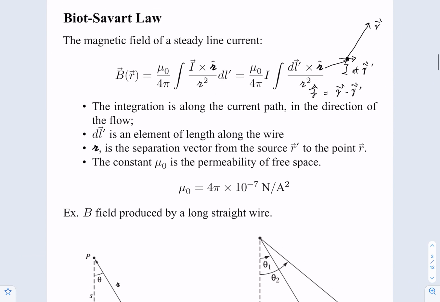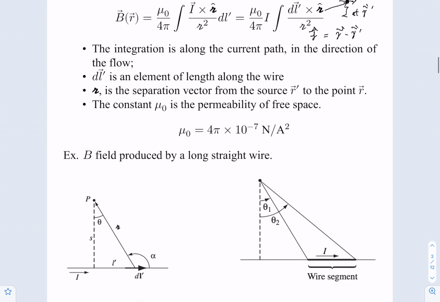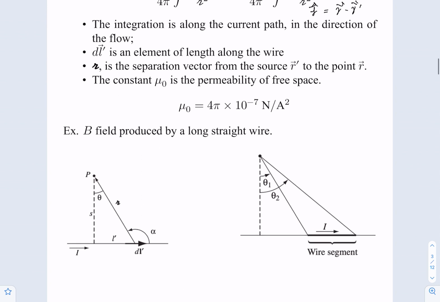Now, in principle, from this Biot-Savart law, we can calculate every magnetic field generated by the currents. So, for example, I'll give an example here. This example is asking you to calculate the magnetic field produced by a long straight wire. So here is the wire, and they're asking you what's the magnetic field at an arbitrary point.